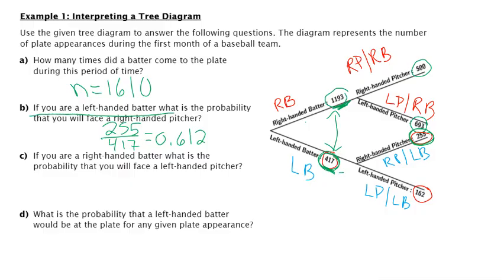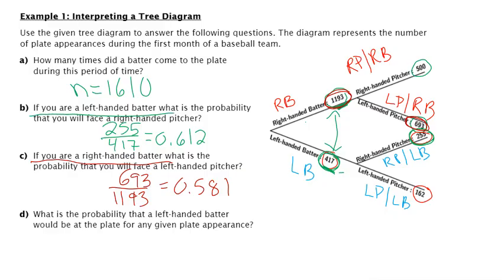For part C, it says if you are a right-handed batter, what is the probability you will face a left-handed pitcher? So again, it gives a condition. So for a right-handed batter, that would be 1,193. And of those, how many were also facing a left-handed pitcher? That was 693. And if we divide that out, that'll be 0.581.